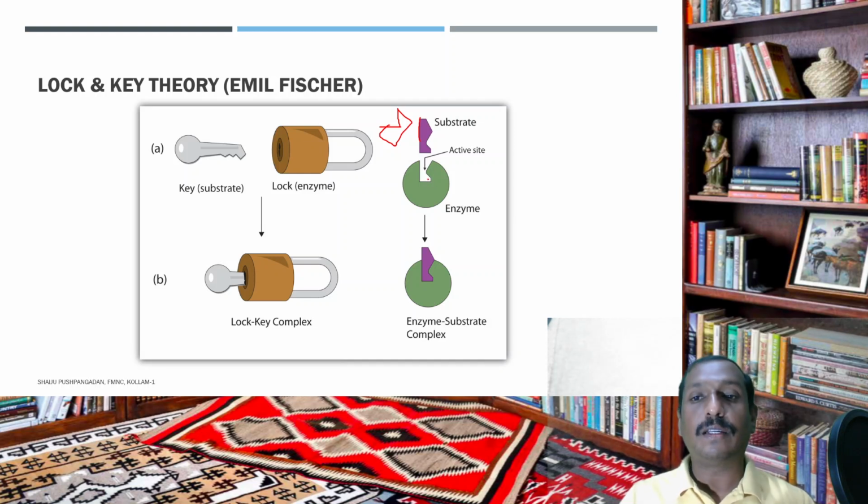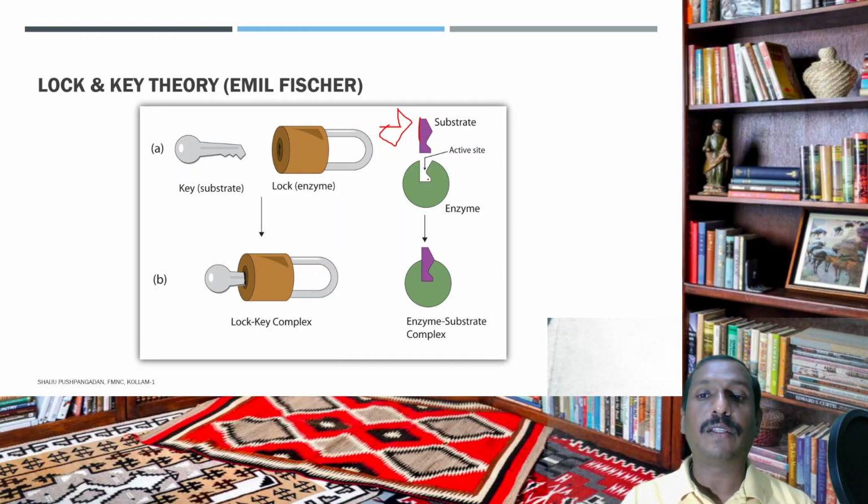So the first step of enzyme action is the binding of the substrate with the active site of the enzyme. And for that process to be successful, only a specific substrate can bind with the active site of the enzyme, just like a specific key can open a specific lock.